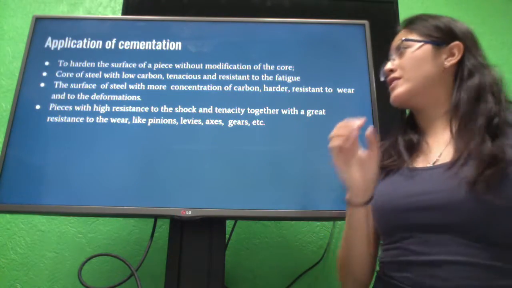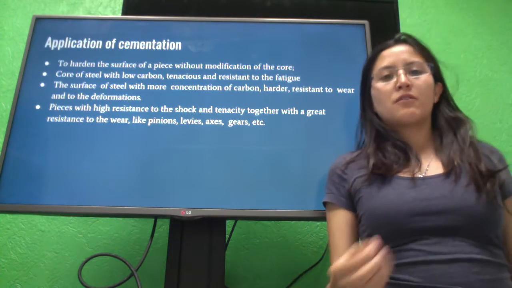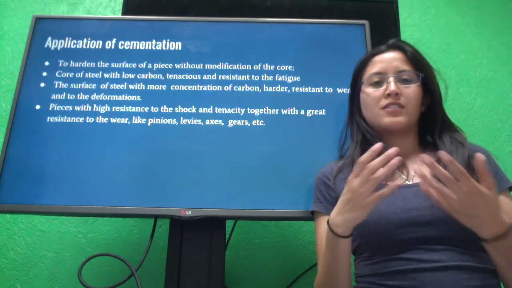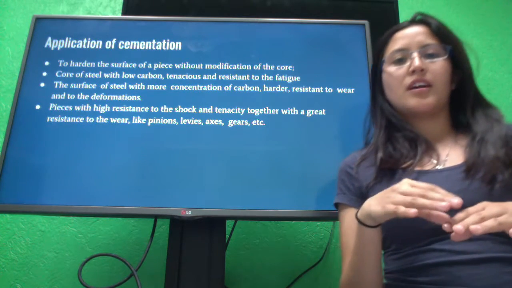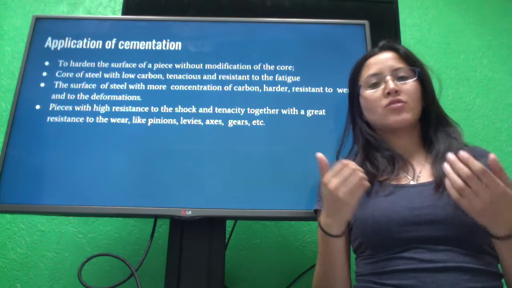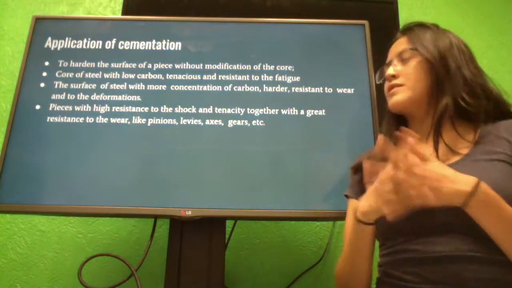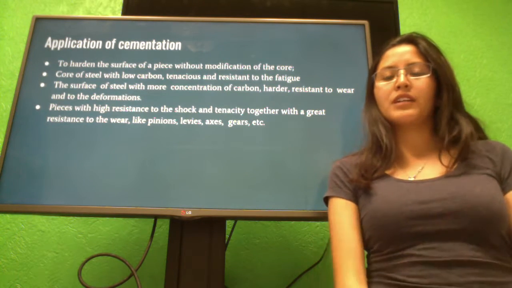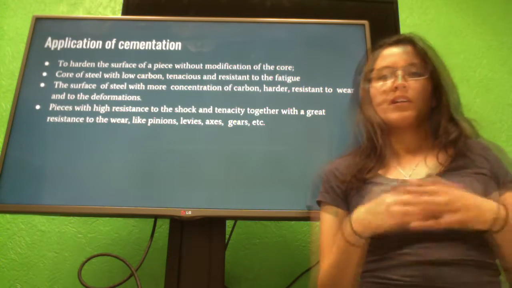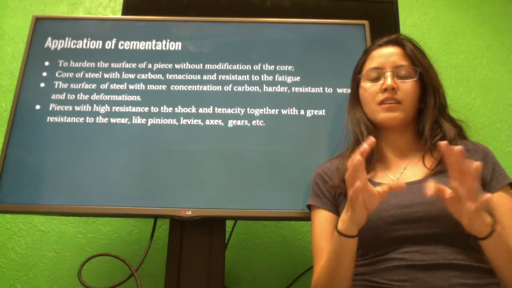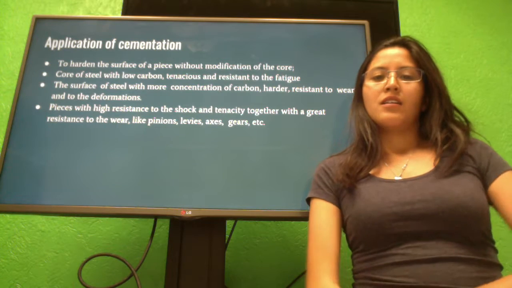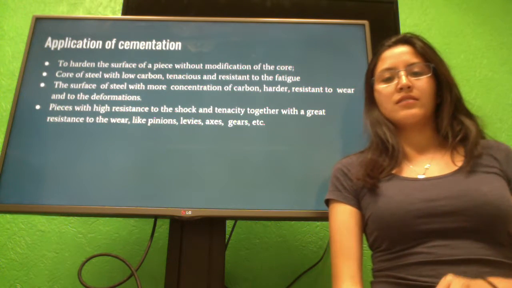The application of this method is to harden the surface of a piece without making modifications in the core. You want the core of the steel to have low carbon, which makes the fatigue resistance good, and also tenacious. The steel surface has more concentration of carbon, and with that the resistance to wear is higher and deformations are lower. The surface is harder with this concentration of carbon. This treatment is good for pieces that must be resistant to shock and have tenacity together.